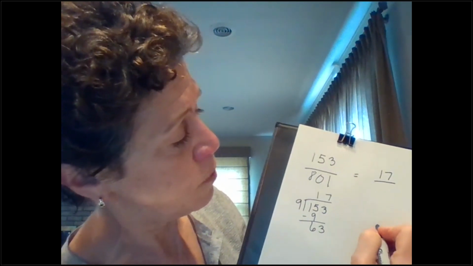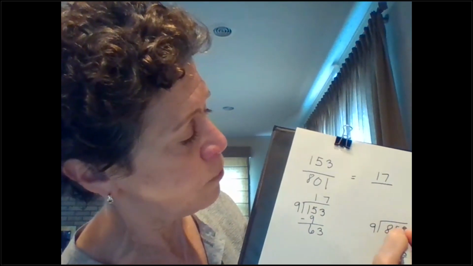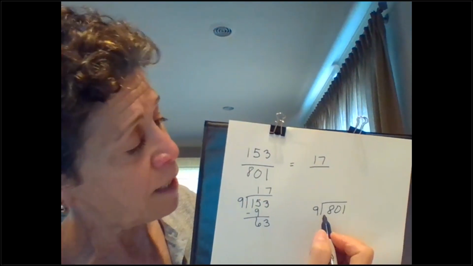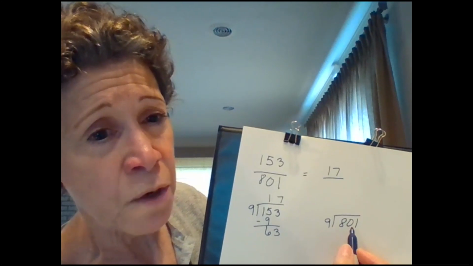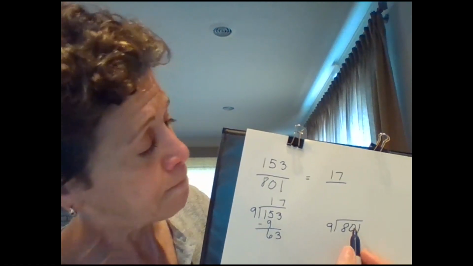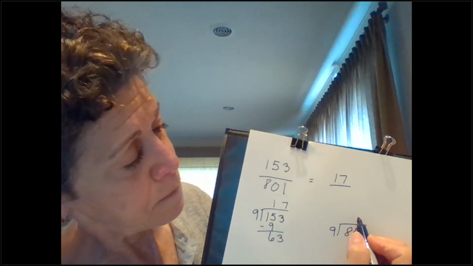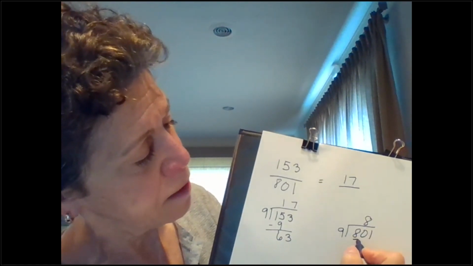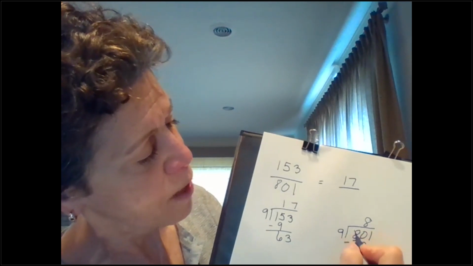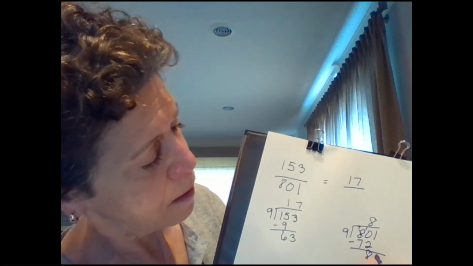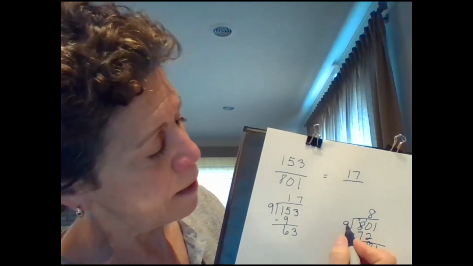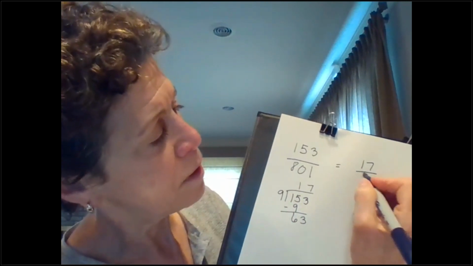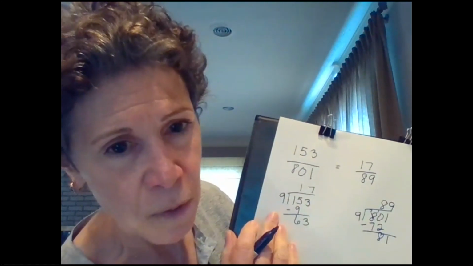Now I'm going to do 9 into 801. 9 goes into 80. How many times would 9 go into 80? 9 times 9 is 81, so 8 times. 8 times 9 is 72. I subtract. So I've got 89.